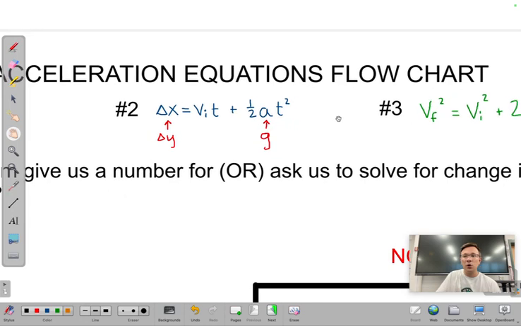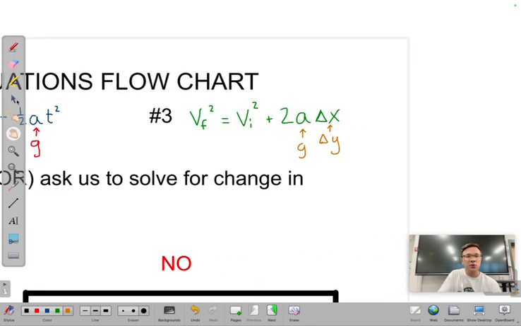Now, the last one that we typically use here also involves change in position, but there's no time in this one. So on this one, we have final velocity squared is equal to initial velocity squared plus, and again this is all multiplied together, 2 times acceleration times change in position.